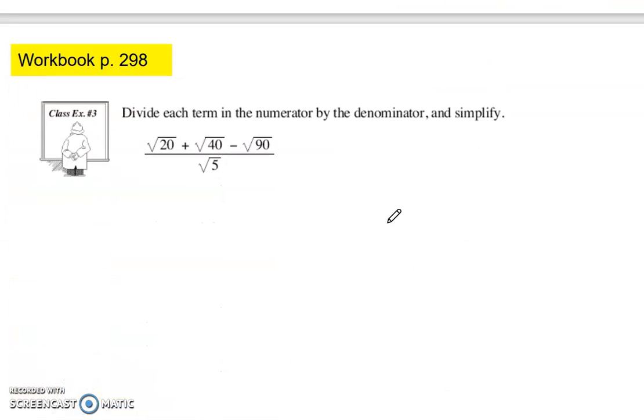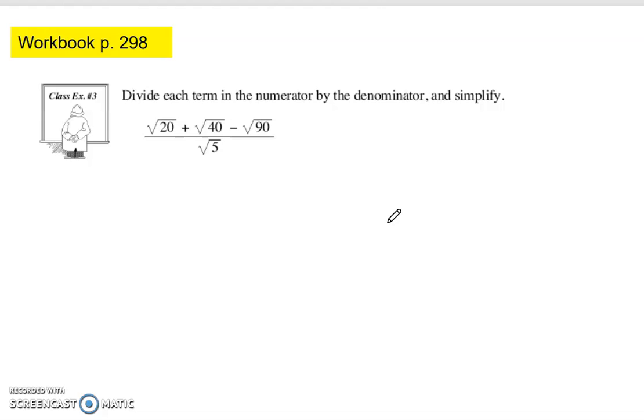Here's another example. In this case, they're saying divide each term in the numerator by the denominator, and then simplify. So they're asking us to give back that common denominator to every term. We're taking that common denominator, root 5, and taking it back to every term. That's like what we do in the opposite direction when we're adding or subtracting numerators and denominators in fractions. In this case, this method will work because this 5 really divides into every numerator term.